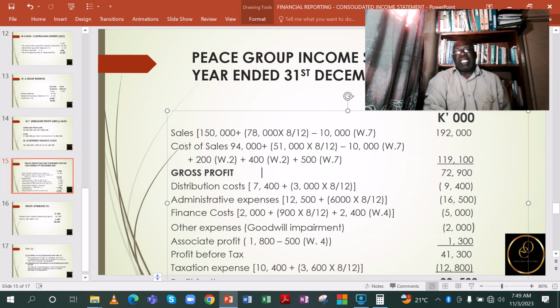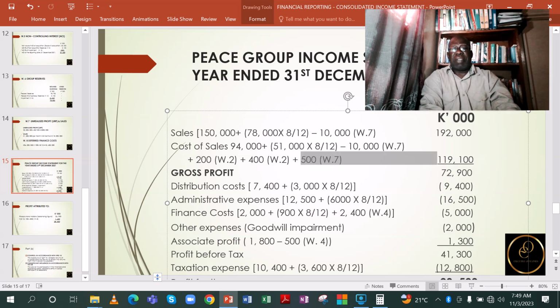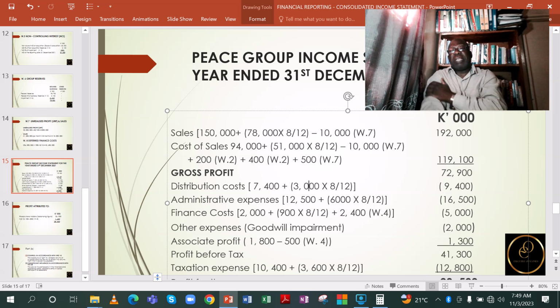Okay? Then the other thing is the 500, the unrealized profit. Piece, which sold, had included 500 in the profit, because it's included in the sales value under Piece. So we are saying you shouldn't do that in terms of a group, because these items were not sold to an entity outside the group. So the profit is unrealized. So how do we do that? We have to reverse that. We subtract from what was included in the sales, the 500. So how can we do that?